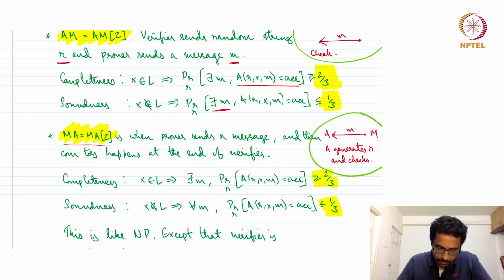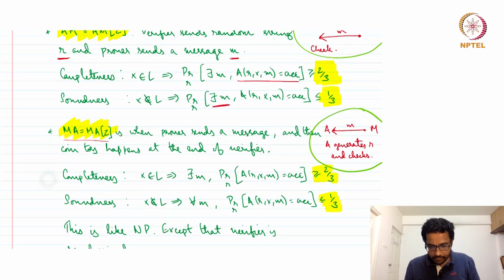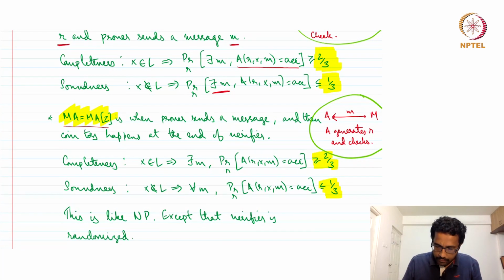So in fact, it may be worth noticing the contrast between the completeness and soundness of MA and AM just now. In the case of AM, the probability is outside and the there exists quantifier is inside, with 2/3 and 1/3 in both cases. In the case of MA, the quantifier is outside and the probability is inside. The order of communicating is different, because in the case of Merlin Arthur, Merlin chooses first and then Arthur has to respond with randomness.